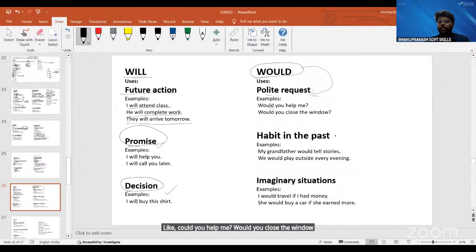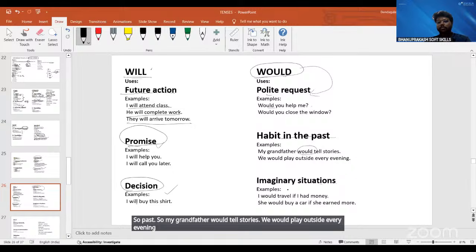And habit in the past. If we are talking about any habits that we had in the past, then we may also use would. For example, my grandfather would tell stories. It is a past form. The past form of will is would only, right? So my grandfather would tell stories. We would play outside every evening.